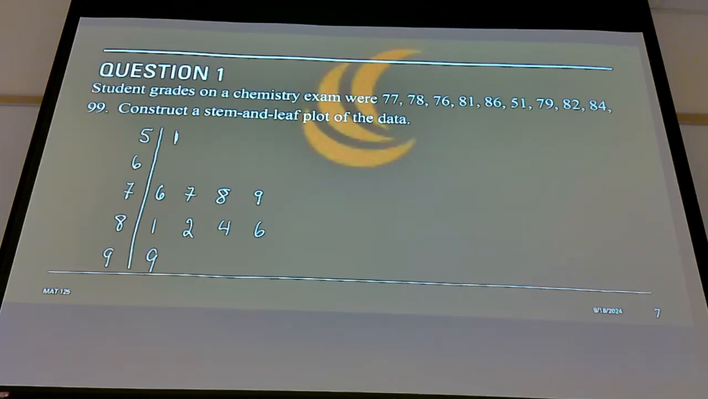Can the whole test just do it? There is a stem and leaf plot on the test. I remember that one. Can you? No, I was going to ask a dumb question.